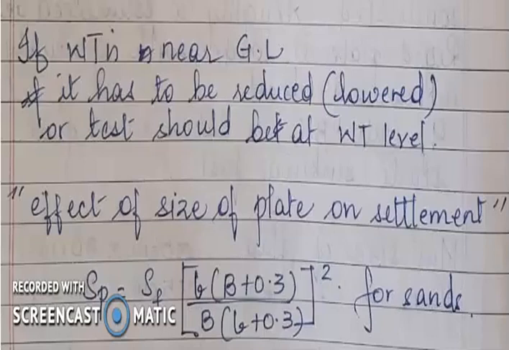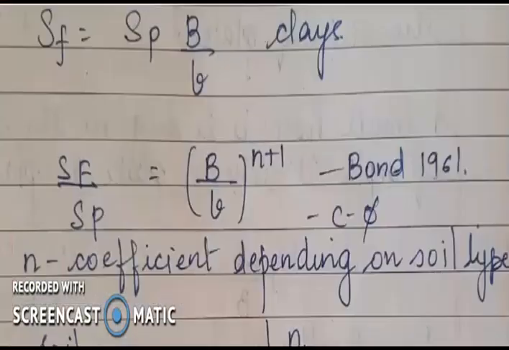The equation that we use for sands is on the screen. What will be SP? SP will be the settlement of the plate. SF will be the settlement of the foundation. Small b is the width of the plate and capital B is the width of the foundation. So from this we have a relation between the settlement of the foundation and the settlement of the plate for sands. For clays, the relation changes. SF upon SP is equal to capital B by small b.